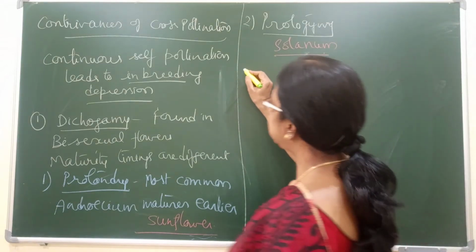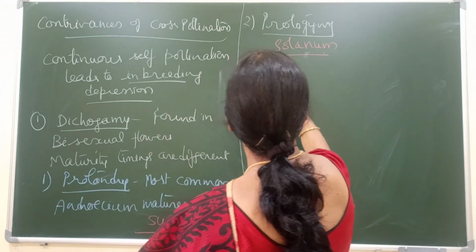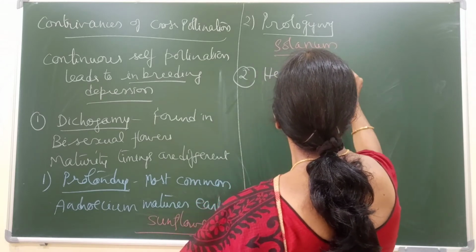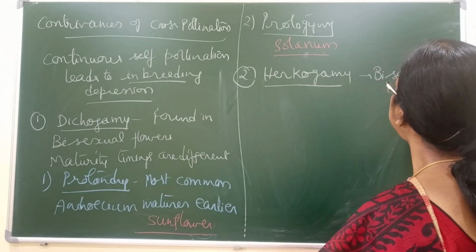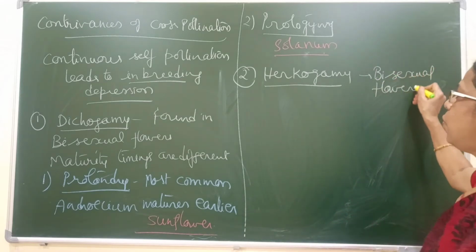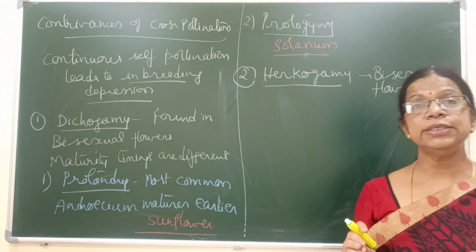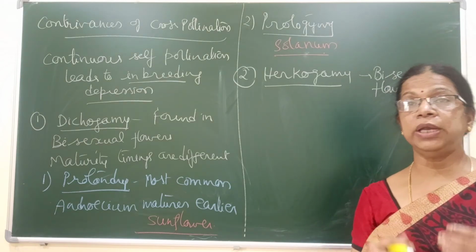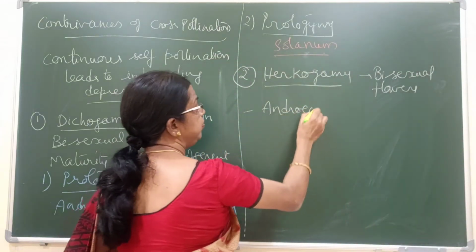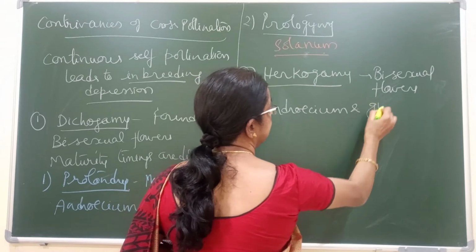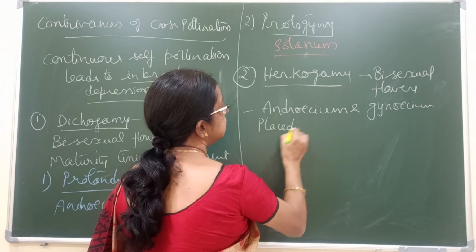The second contrivance is called hercogamy. This is also found in bisexual flowers. Here sometimes they may mature at the same time, but self-pollination is still prevented because the androecium and gynoecium are placed at different heights.